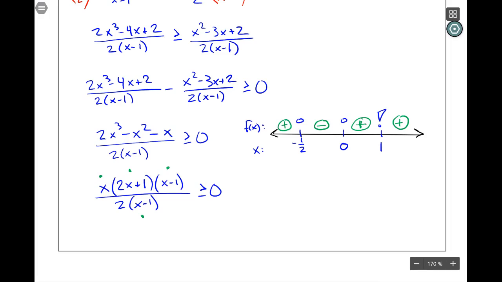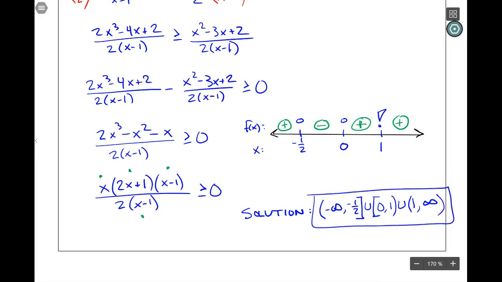All right, we're ready to state our final answer. The solution is when we want greater than or equal to 0, which means I need to include my zeros. The solution is from negative infinity to negative 1/2 with a square bracket, and then I'm going to union that with 0 to 1. I have to take 1 out because that is a domain restriction, and then continue from 1 on up to infinity. There's my final answer, folks.